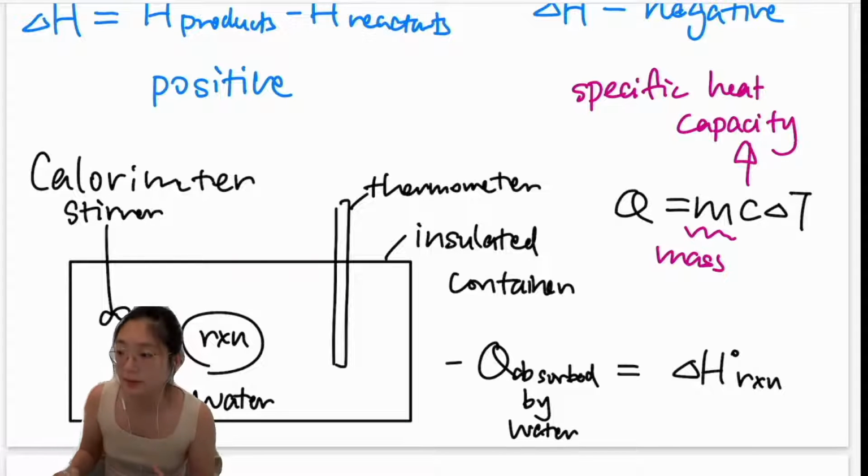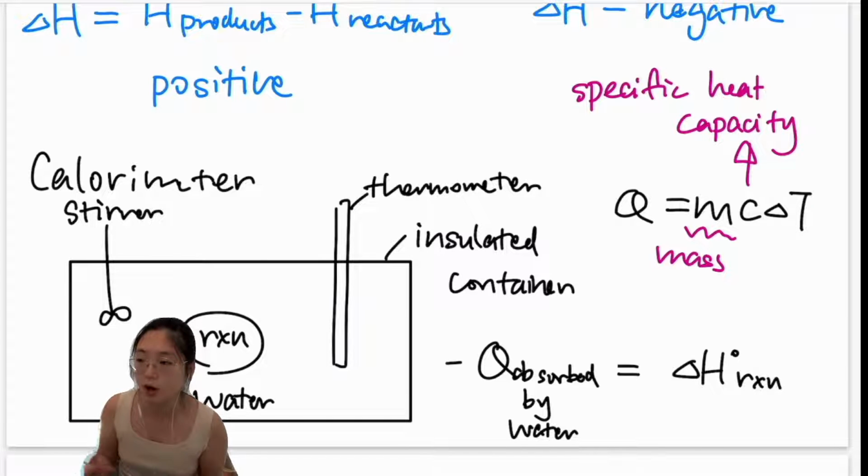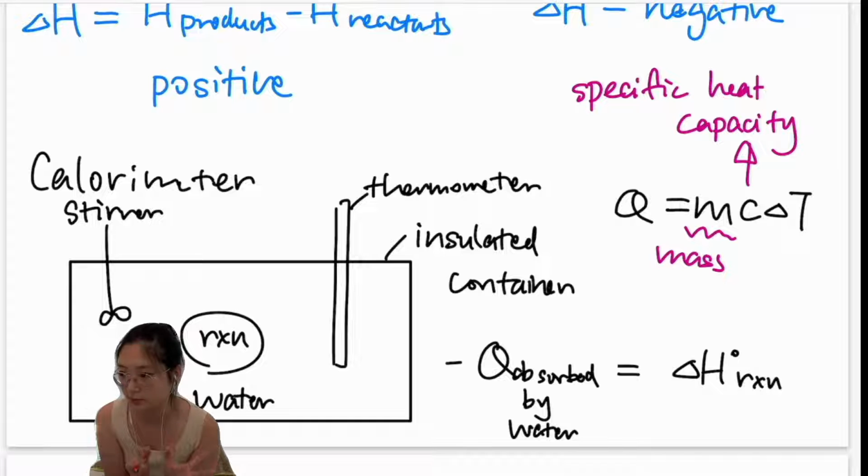So the specific heat capacity of every single substance differs from each other. And specific heat capacity means the amount of heat, or the amount of energy, required to raise the temperature of 1 gram of the substance by 1 Celsius degree.